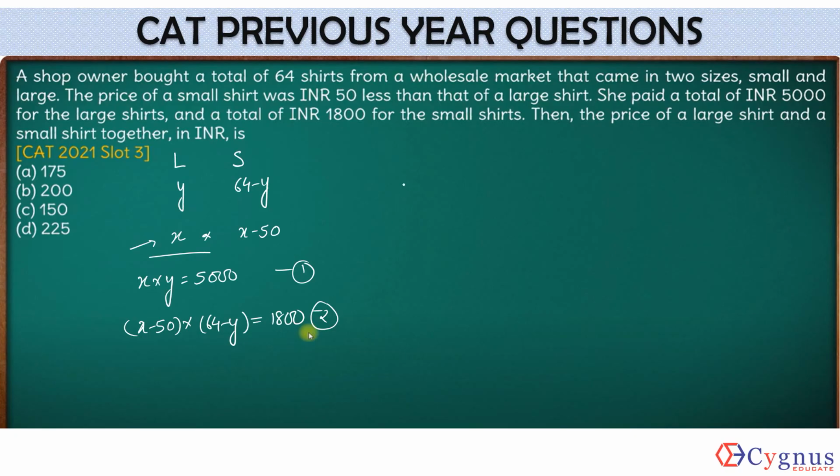Now, let's look at the other method. I know that x into y must be equal to 5,000, where y is the number of large shirts, so it has to be an integer. And we also know that y has to be less than 64. The other equation is (x minus 50), the price of a small shirt, into (64 minus y), the number of small shirts, which has to be a natural number. This product is equal to 1800.